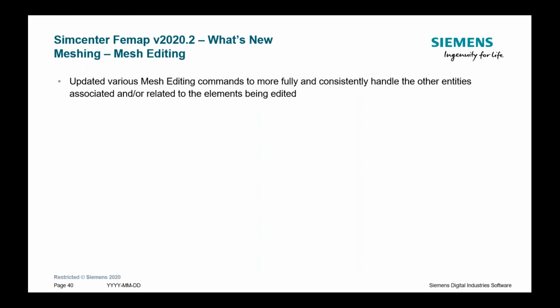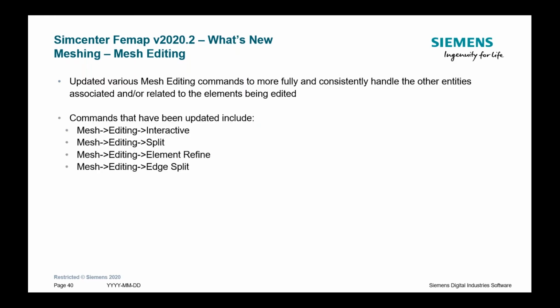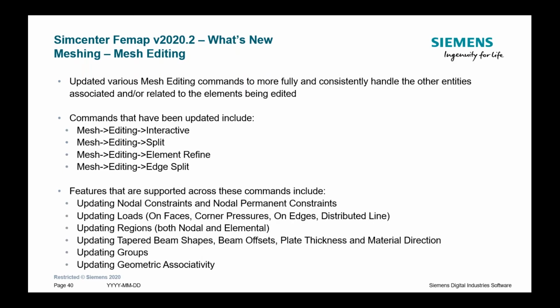There was a lot of commands on the mesh editing menu. They've been added over various versions. Some have probably been in there for 10 plus years, while some others have kind of been added a lot more recently. And the ones we added a lot more recently had some additional functionality compared to those. So these are the commands I'm talking about: interactive, split, element, refine, and edge split. So what we did was we basically just took all the best features of all these commands and made them all work a lot more similar to one another than they did before.